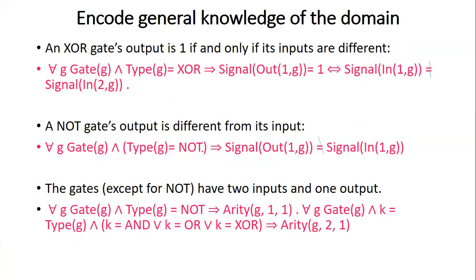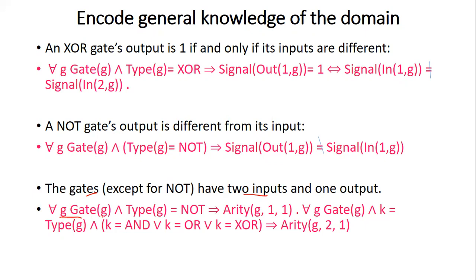And then the gates except the NOT gate have 2 inputs and 1 output. So basically we have discussed 3 gates, AND gate, OR gate, XOR gate, and one more gate we have discussed is the NOT gate. Apart from the NOT gate, all other gates have 2 inputs and 1 output. Okay, so that is represented like this.